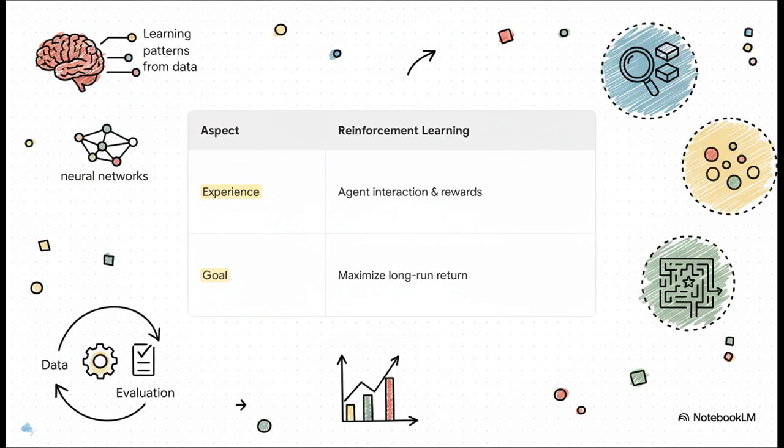And this one's a whole different beast. The experience isn't a data set you just hand over. It's an active agent that learns by doing. It tries stuff out in an environment and gets feedback, either a reward or a penalty. The whole goal is to figure out the best strategy, we call it a policy, to maximize its total reward over the long run. It's exactly like training a dog with treats for good behavior.